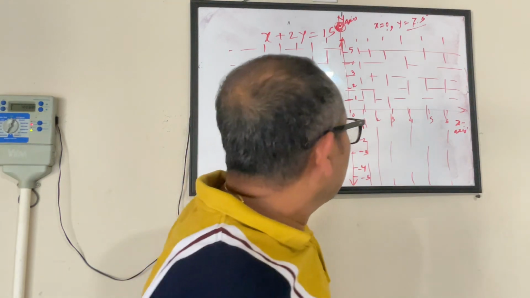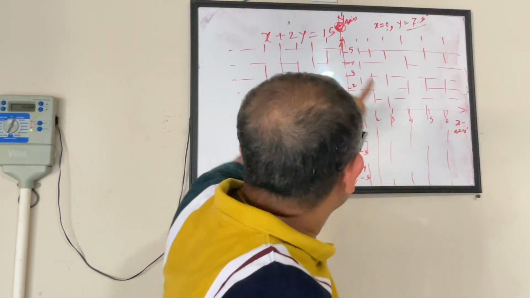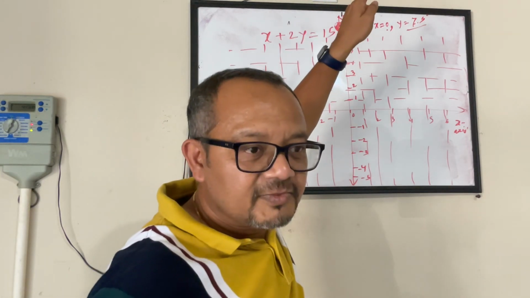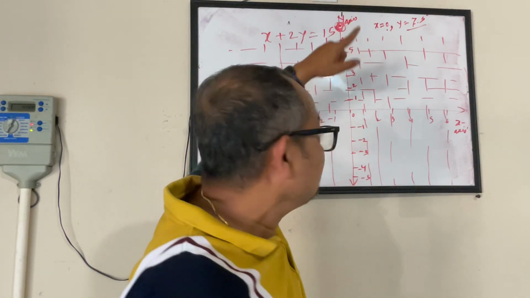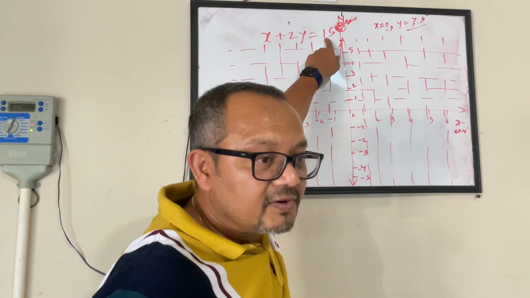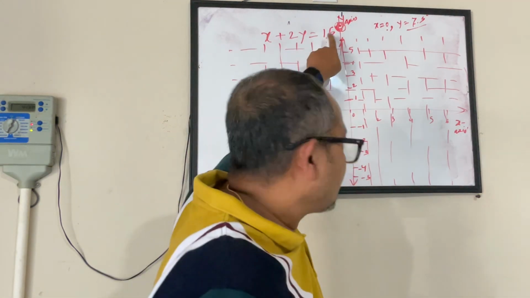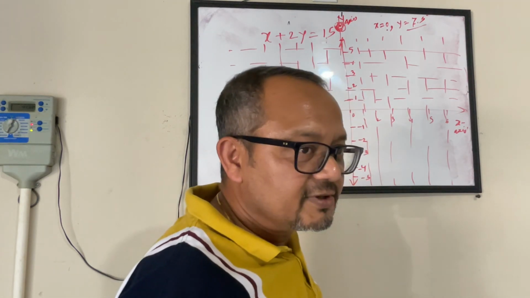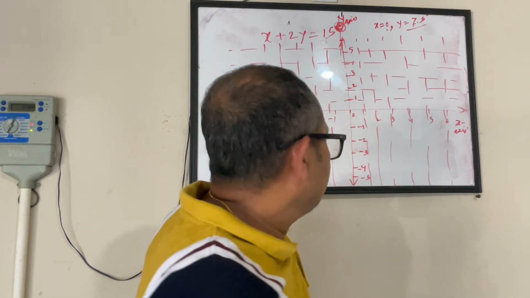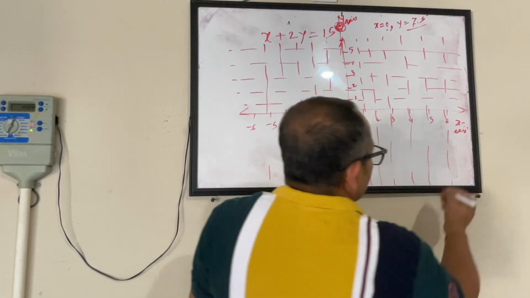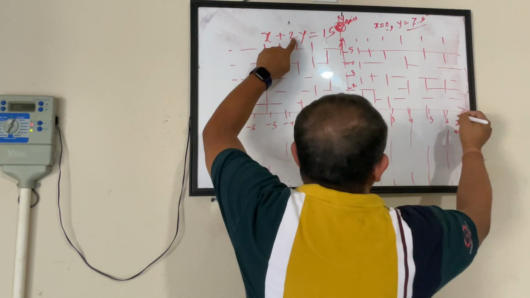Now look at the second point. We made x as 0. Now let's take y as 0. If we make y as 0, then x will be equal to 15. Aryan, is that what you're saying? Yeah, so when y is 0, x is 15.